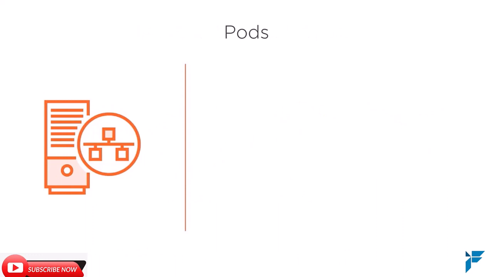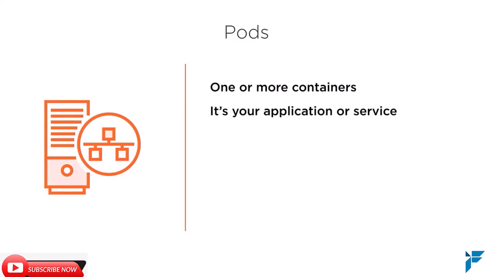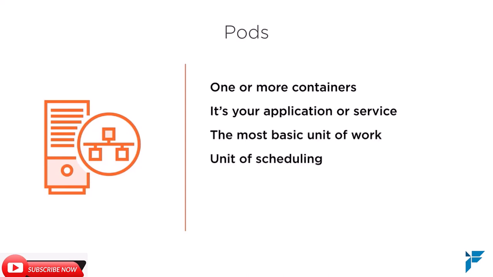So let's look a little closer at each of these core API objects that we just introduced, and we're going to start the conversation with pods. A pod is a construct that represents one or more containers inside of a Kubernetes cluster. What it really is, is those container-based applications or services that you need to deploy into your Kubernetes cluster or your production environment. From a Kubernetes standpoint, it's the most basic unit of work. In fact, it's the unit of scheduling.